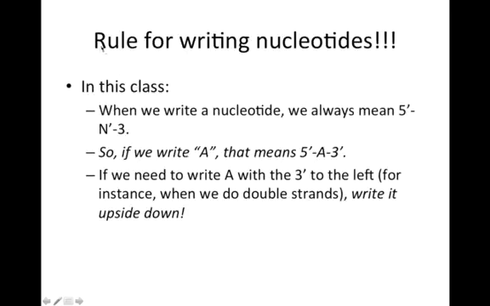Okay, so let's talk quickly about a rule for writing nucleotides. Why don't we all agree that when we write things, we're going to say that what we mean is the 5' end to the left and the 3' end to the right. So if we just write A, that means an A with its 5' facing to the left and its 3' facing to the right. So if we need to write an A with a 3' to the left, then we can write it upside down.